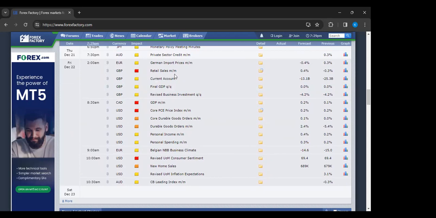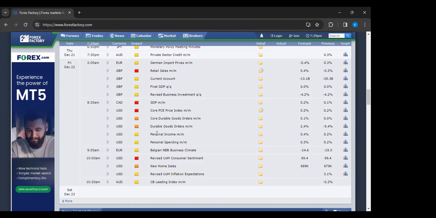So retail sales for the UK. Canada has their last GDP number coming out. We have our last personal consumption expenditure number coming out for this year. So this number that's coming out here is going to go towards helping the Fed to decide about rates for next year. Durable good orders.